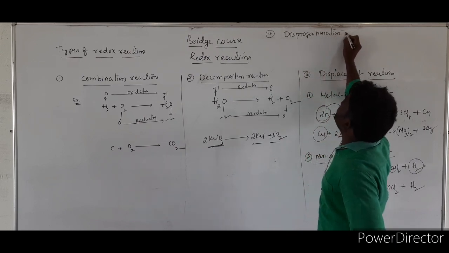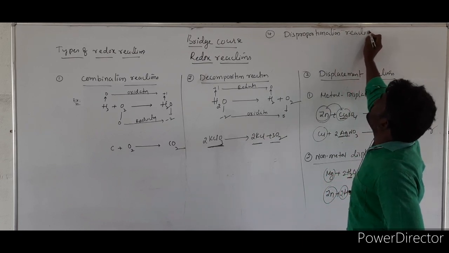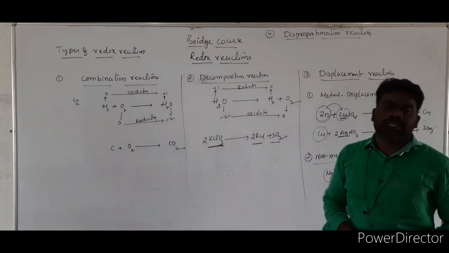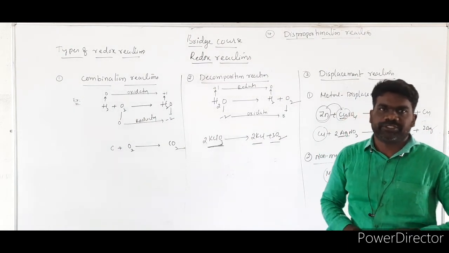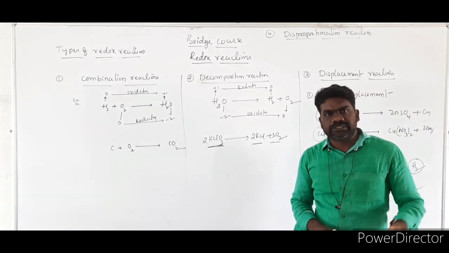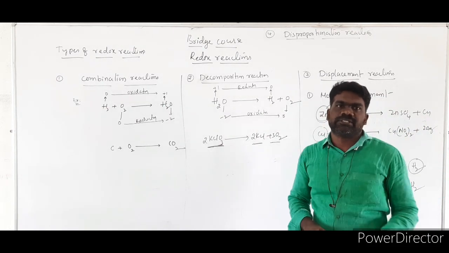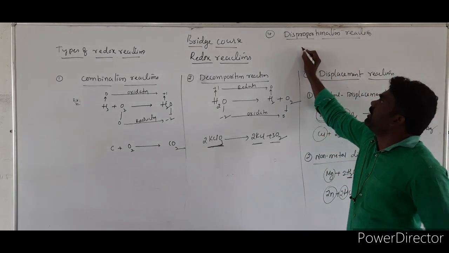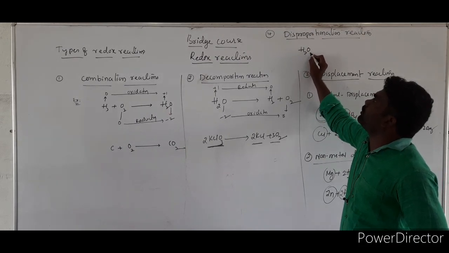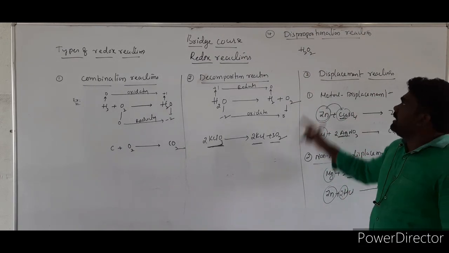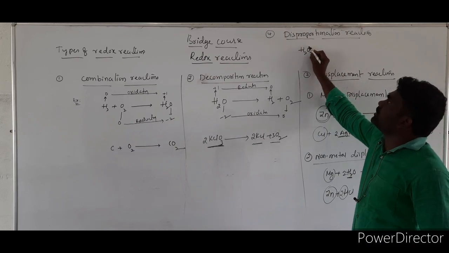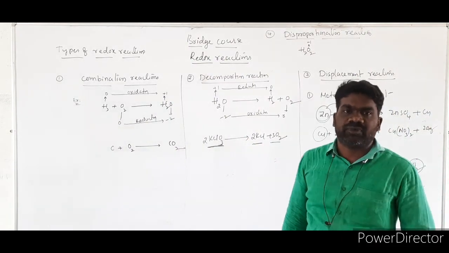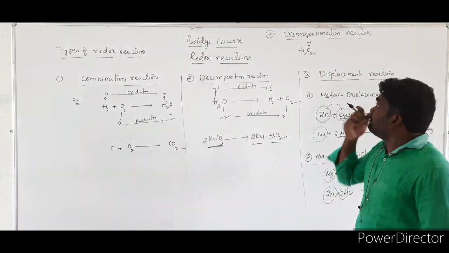Disproportionation reactions are a special category of reaction in which only one compound or one molecule simultaneously undergoes oxidation and reduction, and produces products in which one compound is at a higher oxidation state and one compound is at a lower oxidation state when compared to the original one. Let us understand by taking an example. I am taking hydrogen peroxide, H2O2. In the peroxide, the oxidation number of oxygen is -1. Actual oxygen is -2, but in the case of peroxide, the oxidation number of oxygen is -1.